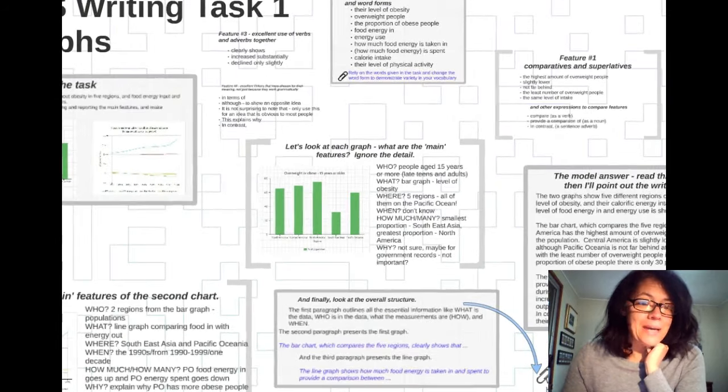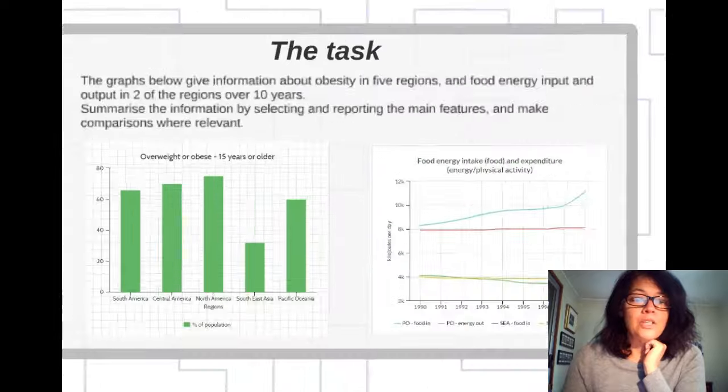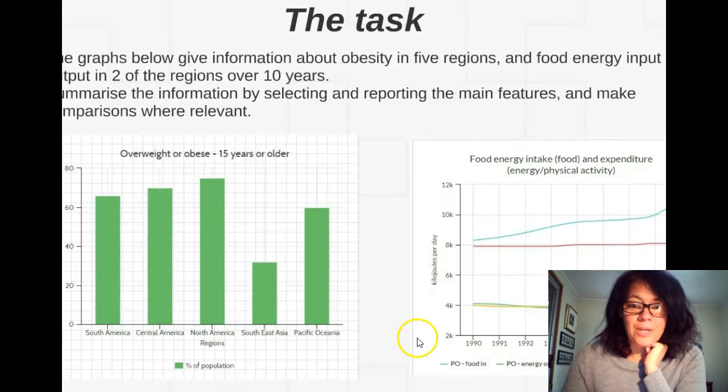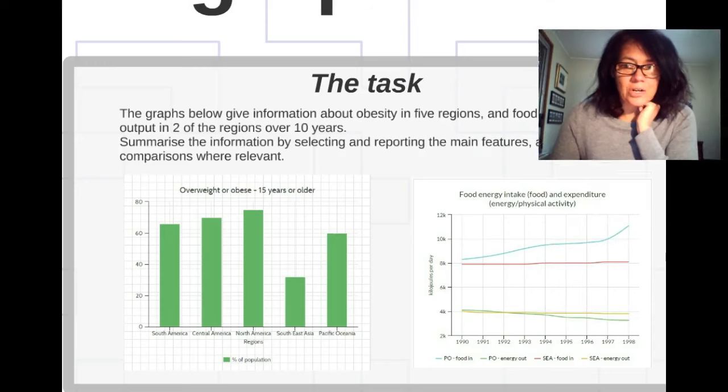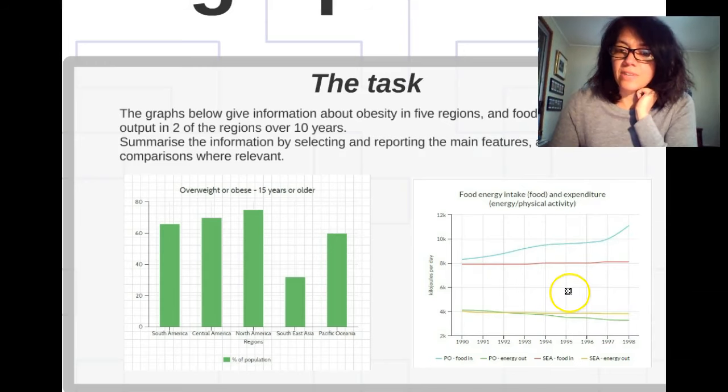Today we're going to look at IELTS writing when you have two graphs. So have a look at this one. You can see there's a bar graph here, and on the right hand side there is a line graph.